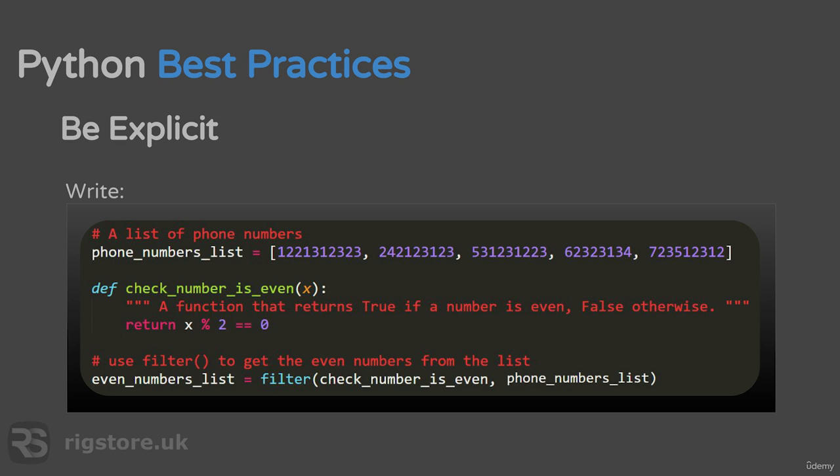But I can also call the docstring from this function. This is a function that returns true if a number is even and false otherwise. Great, that's telling me exactly what the function's doing. I've then got a comment below saying use filter to get even numbers from a list: even_numbers_list = filter(check_number_is_even, phone_numbers_list). So again, it's a lot easier to understand what is happening here, mainly because of the clear variable names. But for extra context, we've also given some comments and a docstring.